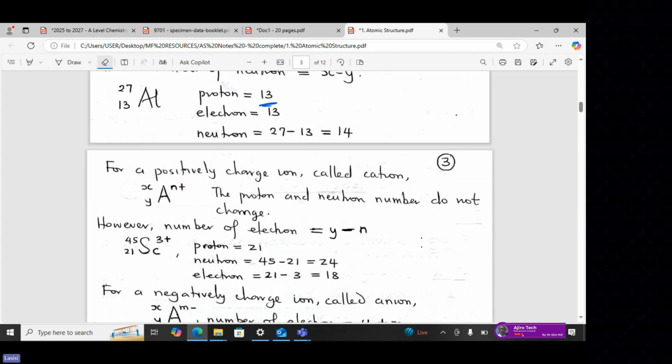But we now say, when you gain here, look at this guy. How many protons does he have? Y. Y is a number; Y protons. Do you agree? How many electrons does he have? That would be Y minus n. That's correct, because it has lost n number of electrons. How many neutrons does he have? X minus Y minus n?